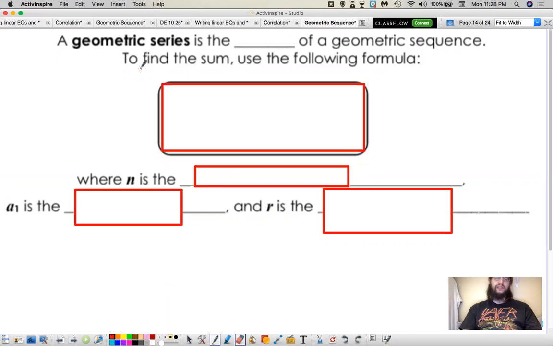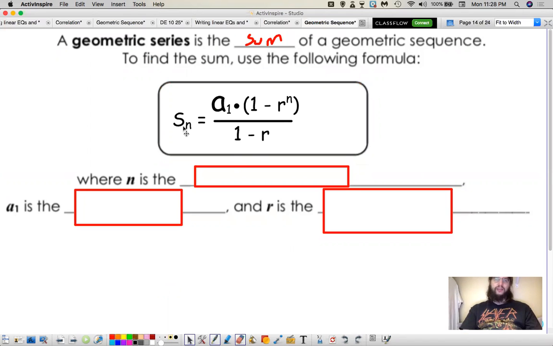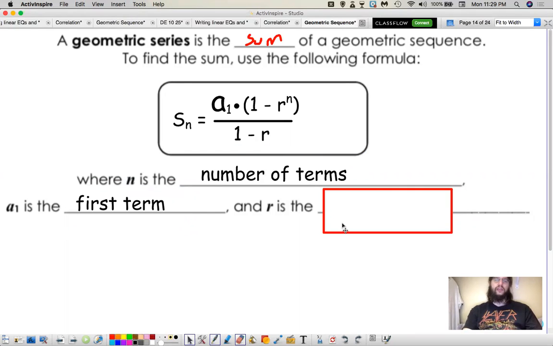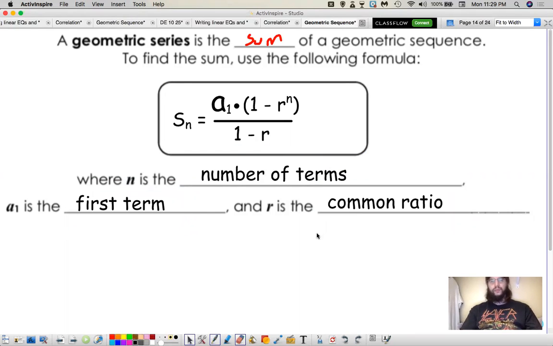All right, geometric series is the sum of the geometric sequence. And we got a formula just like arithmetic, very, very similar here. S sub n is equal to a1 times 1 minus r to the n over 1 minus r. You know, n is the number of terms, a1 is the first term, and r is the common ratio. So let's go ahead and copy this formula down so we don't forget it.